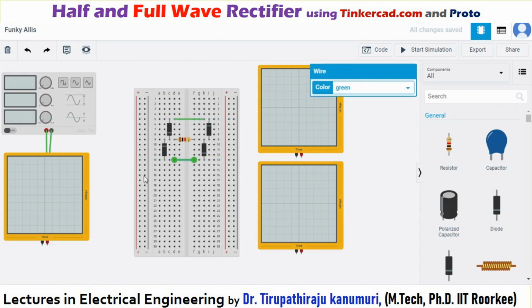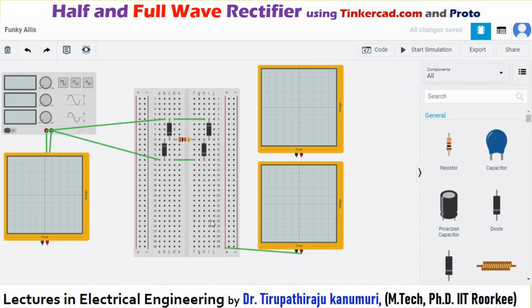Now your supply positive should be given to this one. This is the positive. And similarly, your supply negative I am connecting here. So positive and negative are connected. Then coming to your output, let us measure the output. For this output, I am using this one. This positive I am connecting to the positive side, and this negative I have connected to the negative or the second side terminal.